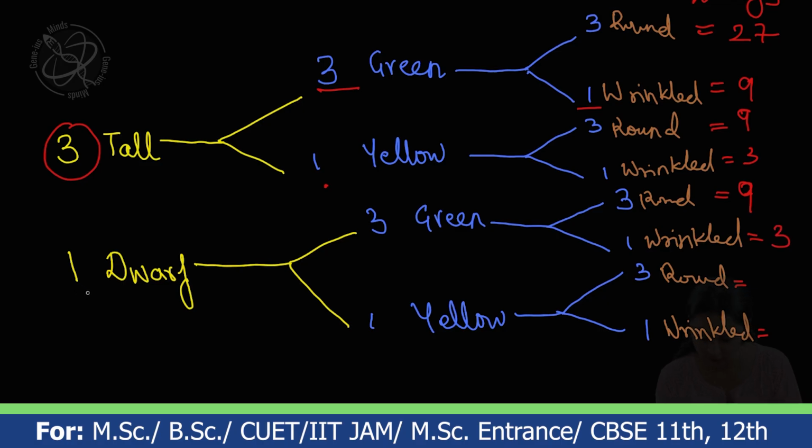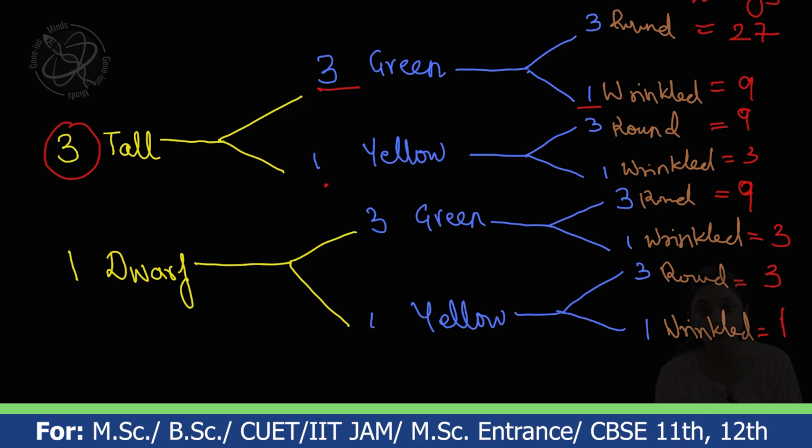Then again dwarf, 1 yellow, 3 round. So it will be 3. 1 dwarf, 1 yellow, 1 wrinkled. So it will be 1. This is how you are going to fill the fork blanks. These are known as fork blanks.